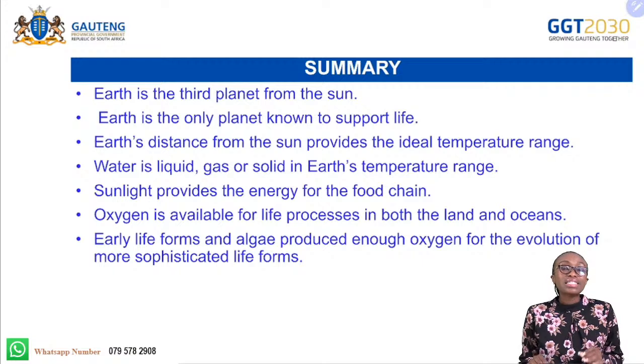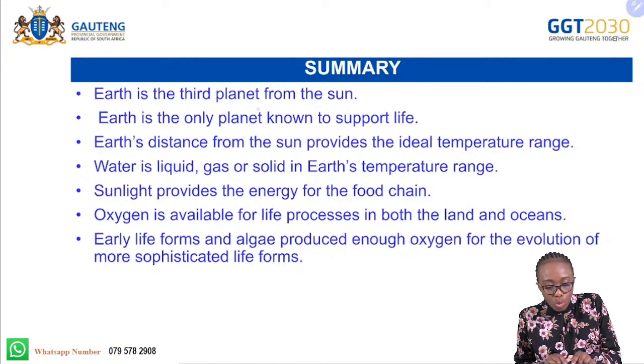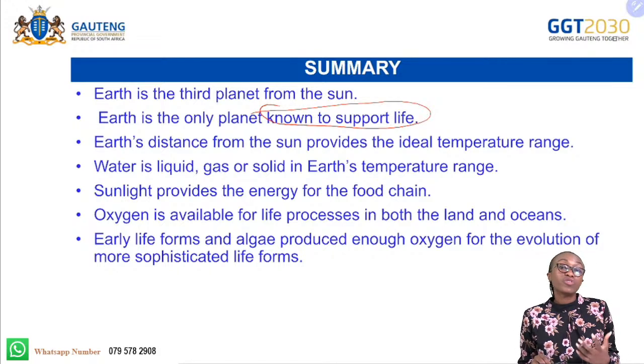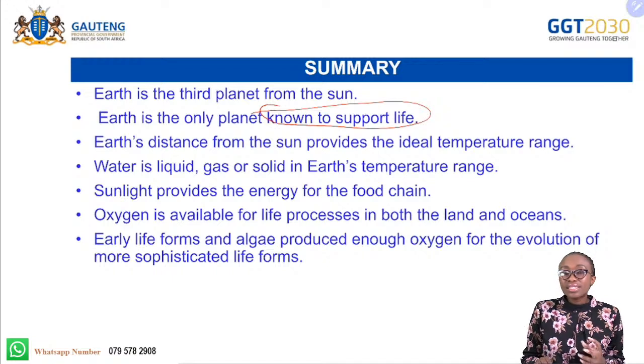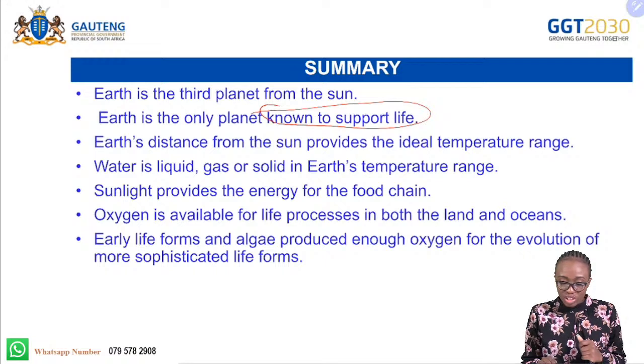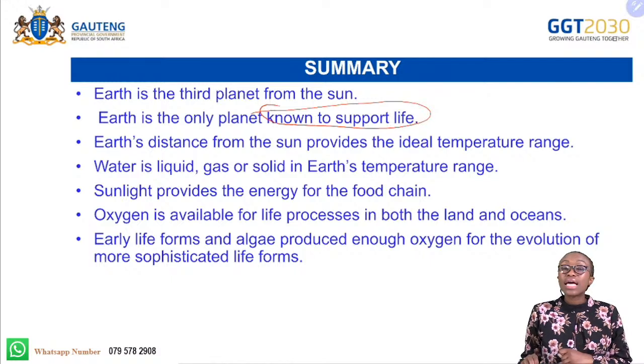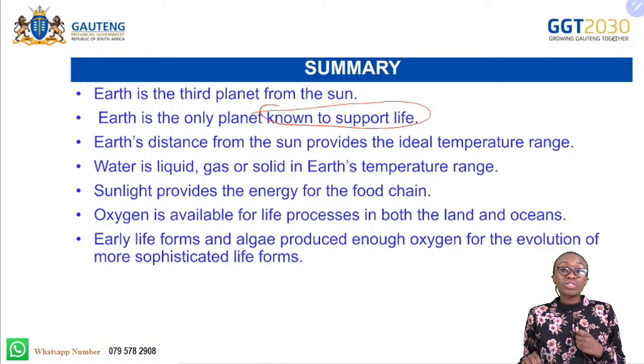The Earth is the only planet that is known to support life. This is because of the following characteristics. The Earth's distance from the sun provides the ideal temperature range of about 15 degrees Celsius, and it makes sure that water can be a liquid, gas, or solid. So water can be found in 3 states on Earth: as a gas, as a solid, and as a liquid, in this very conducive temperature range.